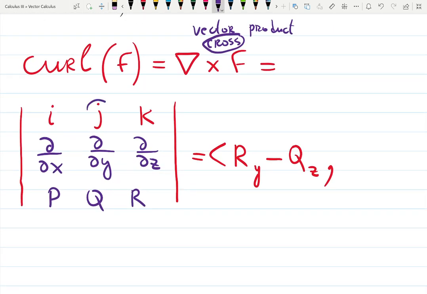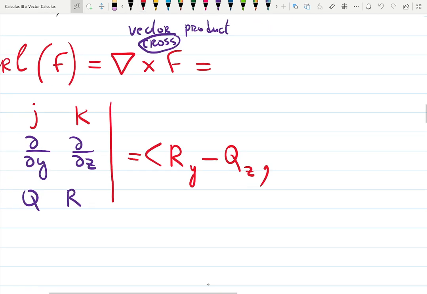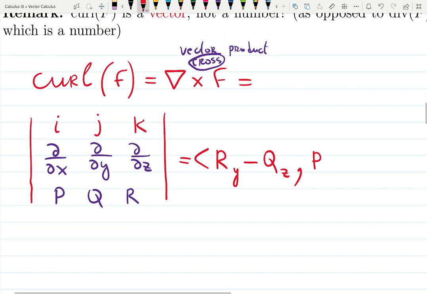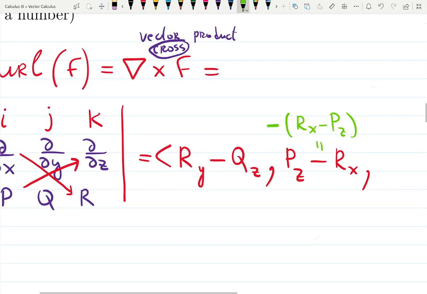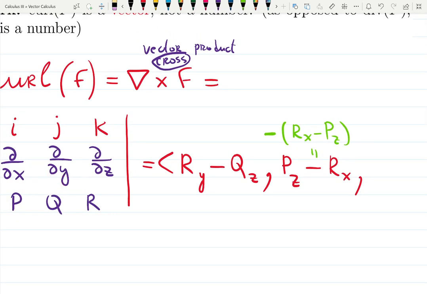Second one. J cross, the differentiation goes to R minus P differentiated with respect to Z. But J has a negative sign in front of it, remember? So it will be minus what I just said. So we need to flip the order, which is going to be P differentiated with respect to Z minus R differentiated with respect to X. I will write down here it was minus R_x minus P_z. So that's what happened. I switched the order because the J variable switches to have a negative sign there.